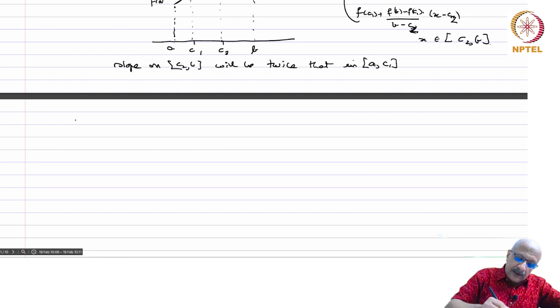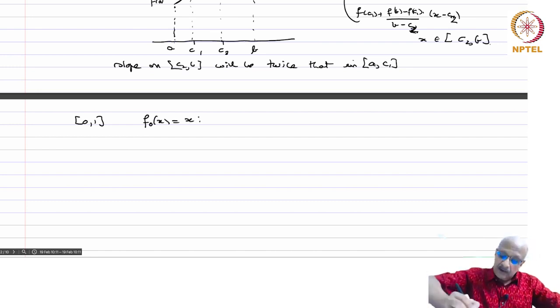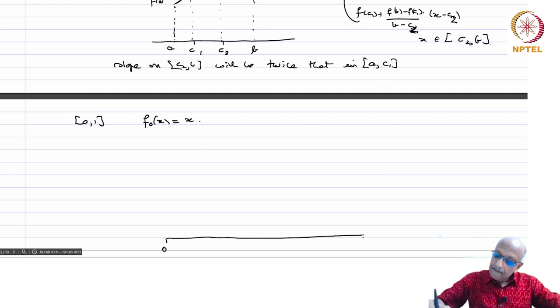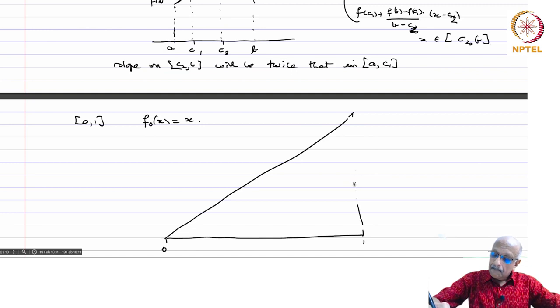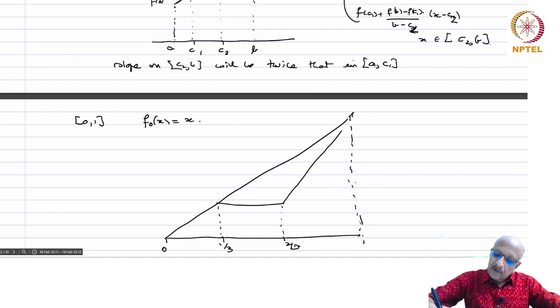Okay, so now let us consider the interval 0, 1, and we take the function f0 of x equal to x, and then we apply this procedure. So we have here 0, 1. Now we apply this procedure. So we have 1 by 3 here, and you have 2 by 3. Up to this part we will keep the same, and then we will go horizontally up to 2 by 3. And from 2 by 3, we will climb up.